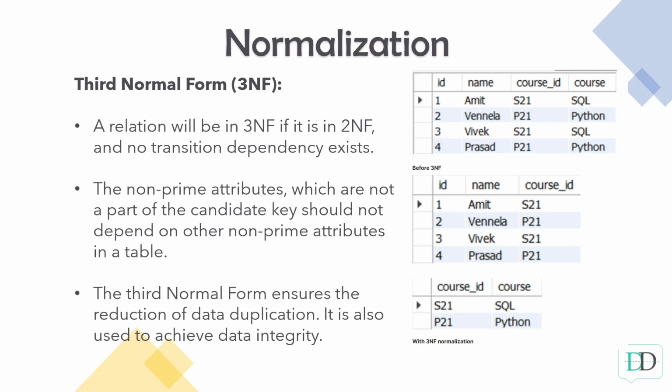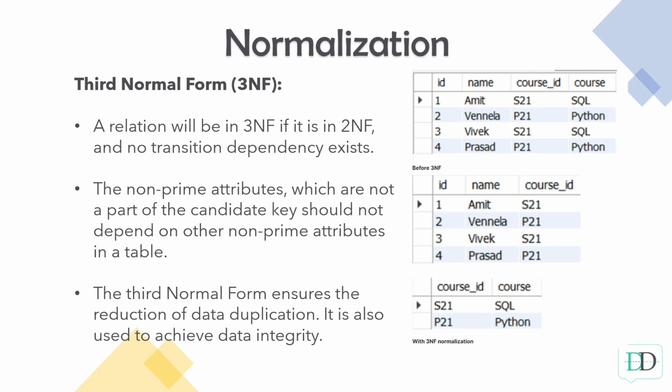Here if you observe, ID is dependent upon the name. Amit's ID is 1 and the course Amit had taken is S21. But SQL was not dependent upon these things, right? Is SQL only taken by Amit or ID 1? No, right? It's also taken by Vivek. Do you get my point, guys? Yes. So what we are doing is performing 3NF here.